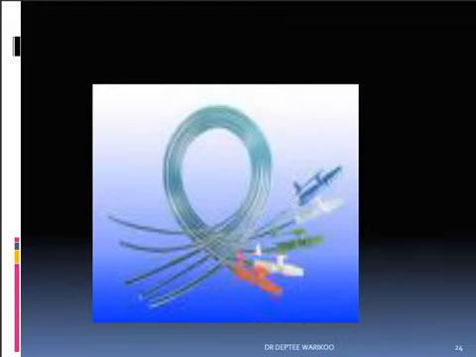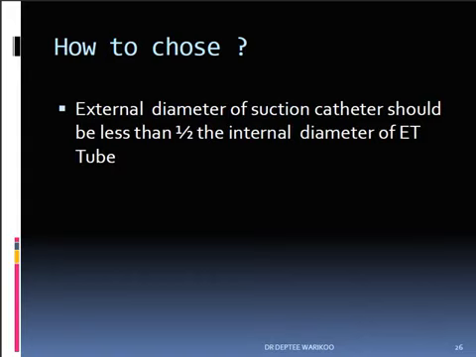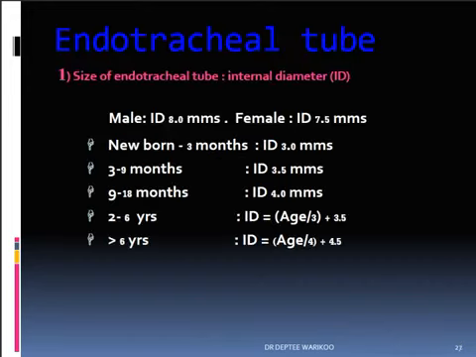Here you could see this is a picture of catheters. Various, you can see red, white, green, blue catheters. This is the tip of the catheter. Now how to choose? External diameter of the suctioning catheter should be less than half the diameter of your endotracheal tube. So first you see what is the diameter of your endotracheal tube. On the basis of that you will decide what size of catheter you are going to use.